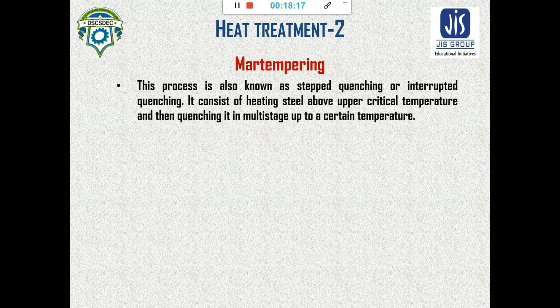Next is martempering. What is martempering? This is also a process of getting martensite, getting 100% martensite, meaning 100% transformation of austenite to martensite. For that, this is another approach, that is martempering. In this process, what is done? This is the process of stepped quenching. That means the material is quenched in a successive manner.